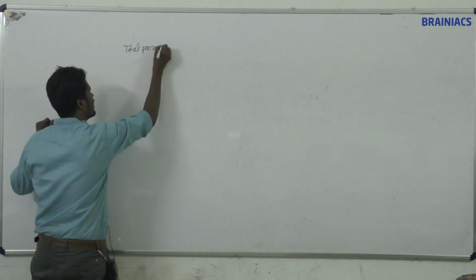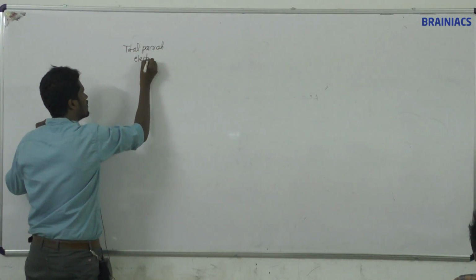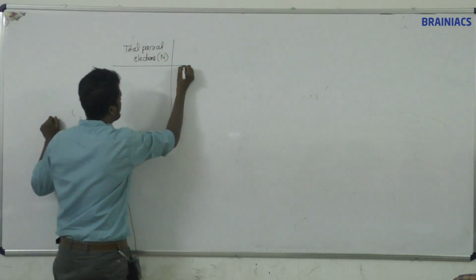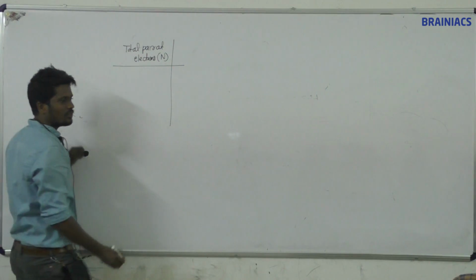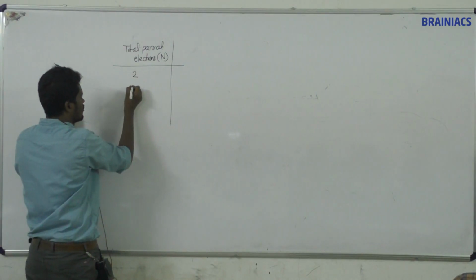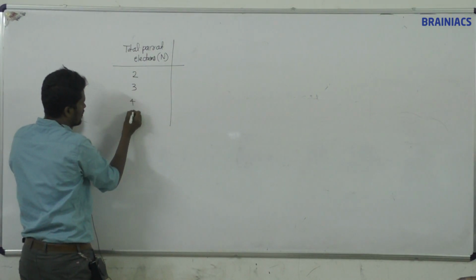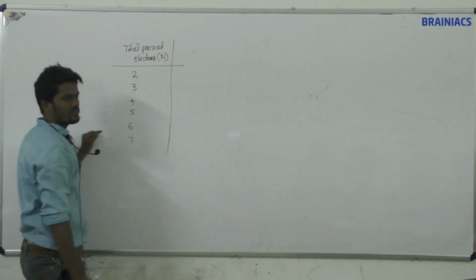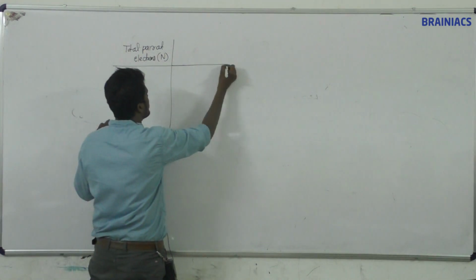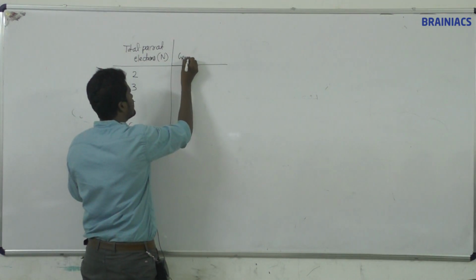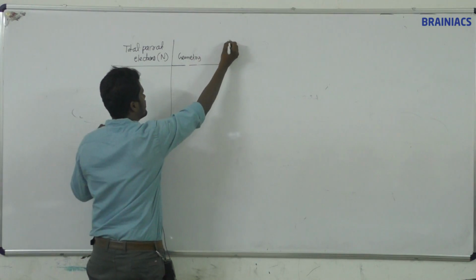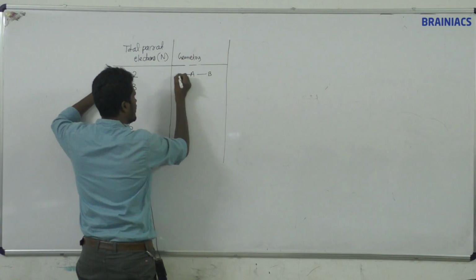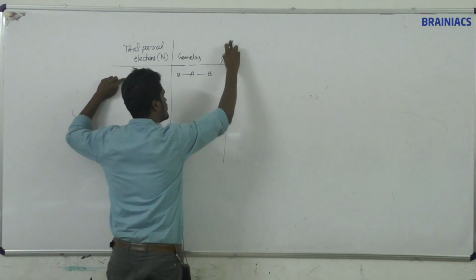Total pair of electrons, represented by n. Total pair of electrons: 2, 3, 4, 5, 6 and 7. Okay, so what will be the geometry? A, B and B. So what is the geometry?